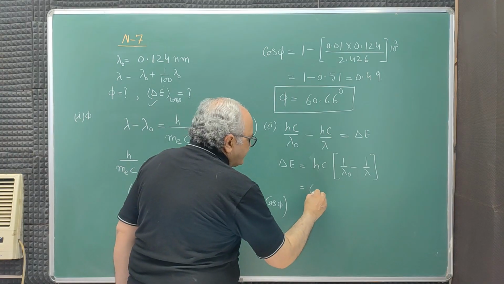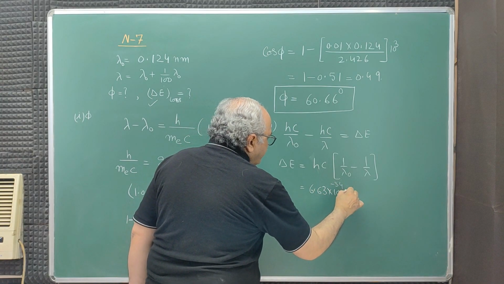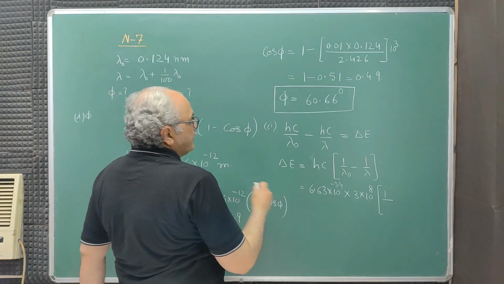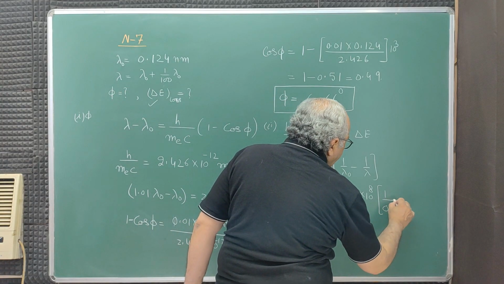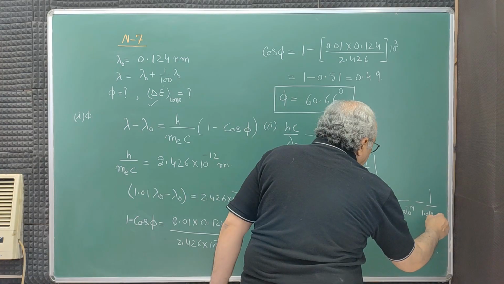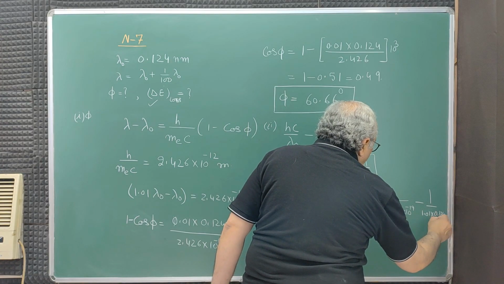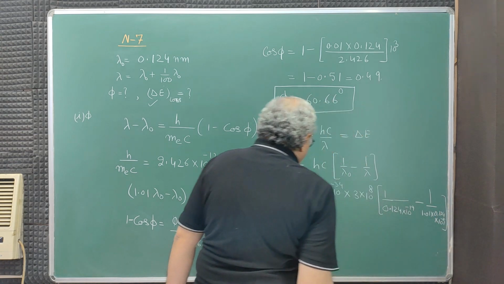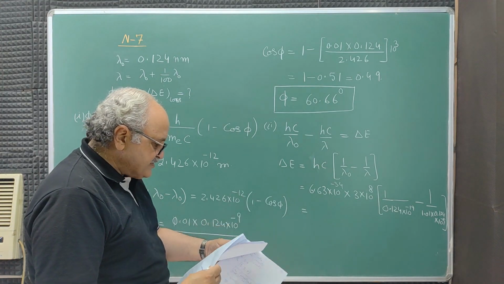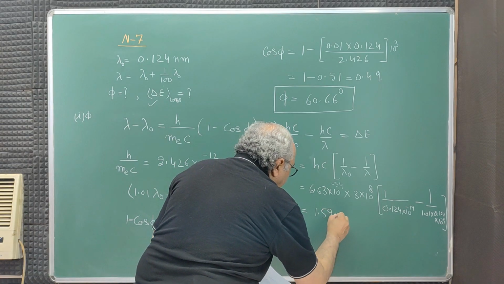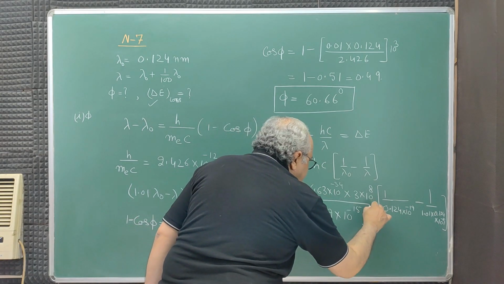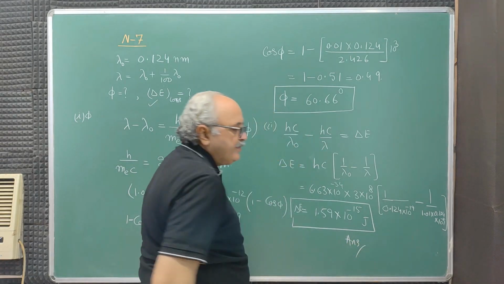So this is 6.63 × 10 to the power minus 34. Putting the value of c, that is 3 × 10 to the power 8. 1 by the wavelength. Wavelength given is 0.124 nanometer, 10 to the power minus 19, and lambda is equal to 1.01 multiplied by 0.124 10 to the power minus 19, and the delta E comes out to be, from my calculation, 1.59 × 10 to the power minus 15 joule. So this is the answer for the second part of this question.